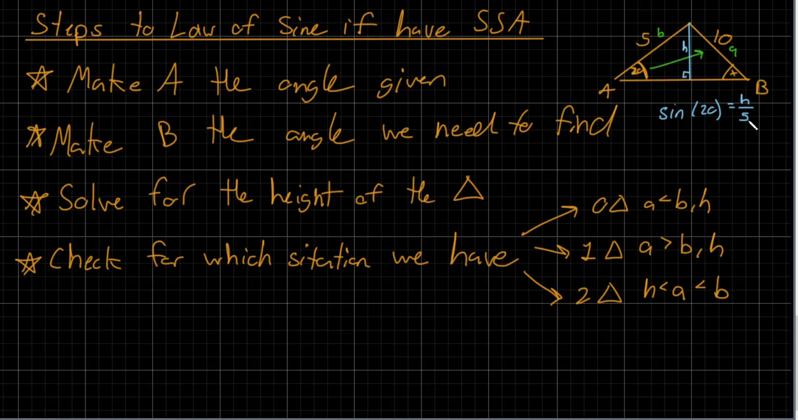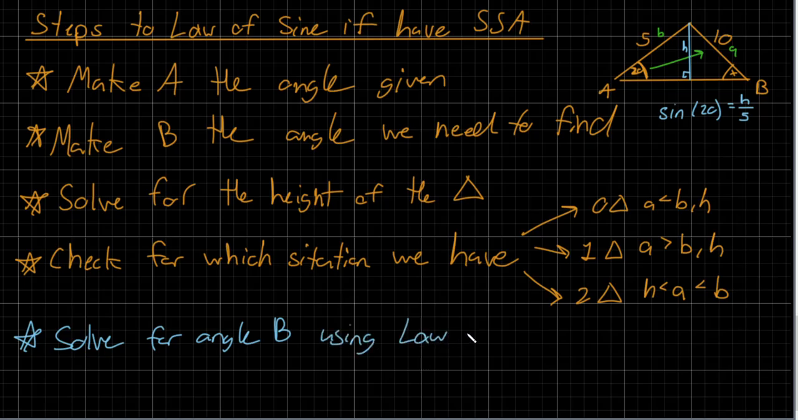These are nice steps to have. So remember, once we figure out the height and figure out what it is, then we need to solve for angle B using law of sine. If we have 0 triangles, then we stop. For this one, we solve. And this one, we solve. We can stop if it's 0.